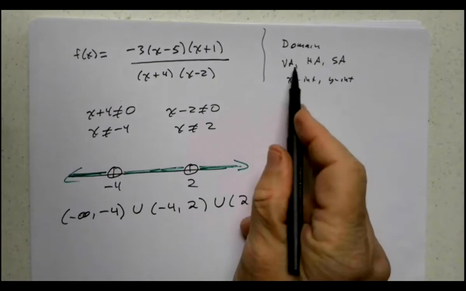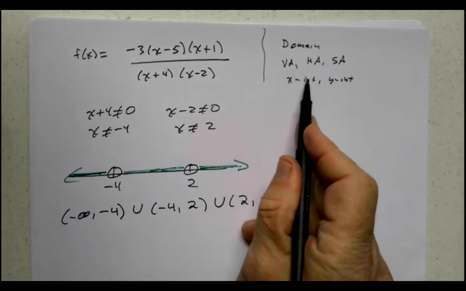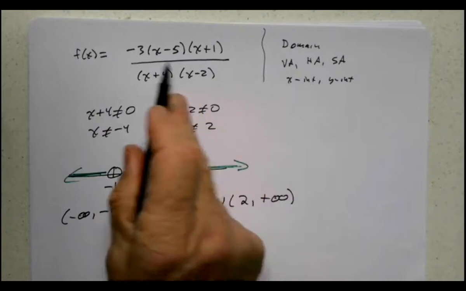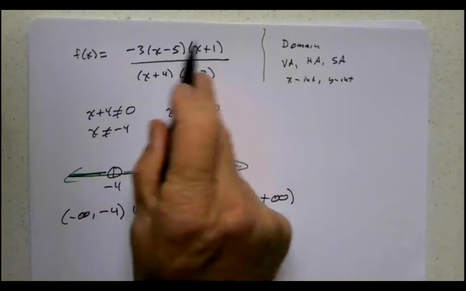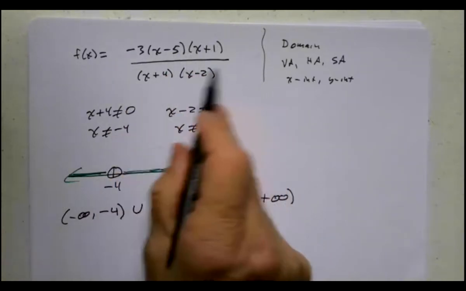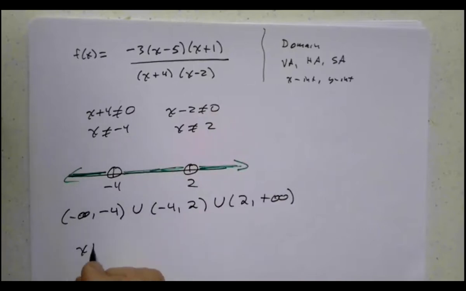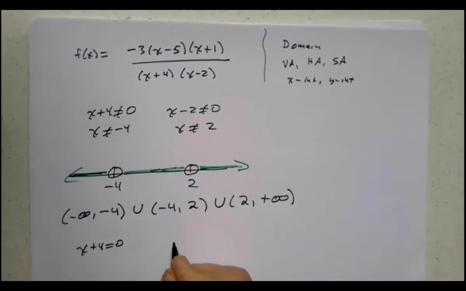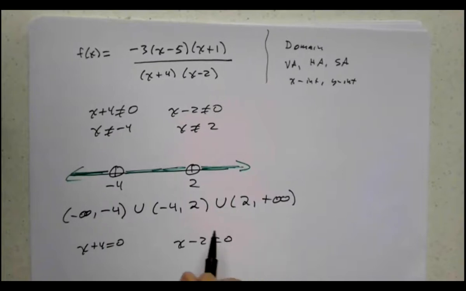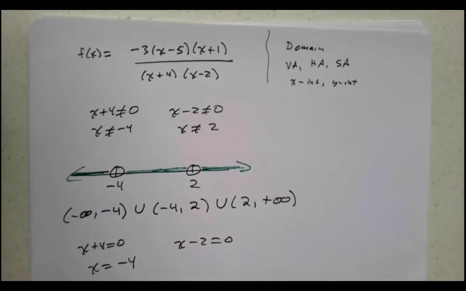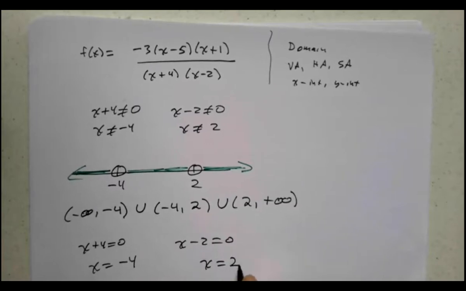Now we want to look at the vertical asymptotes. Vertical asymptotes will be places that make the bottom 0 but don't make the top 0. Same kind of thing: x + 4 is 0, x - 2 is 0. The bottom is 0, but the top wouldn't be. So x = -4 is one vertical asymptote, and x = 2 is another vertical asymptote.